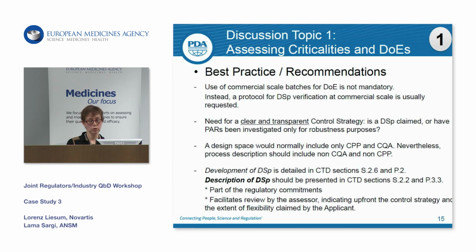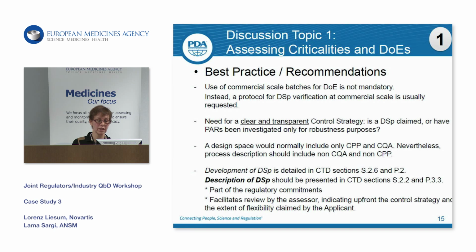Although a design space would normally include only the critical process parameters and the critical quality attributes, from our point of view, this doesn't mean that the non-critical attributes and the non-critical process parameters can be omitted from the design space description. Actually, irrespective of the development approach, we need to have a process description that is sufficiently detailed and that will include the relevant process parameters.